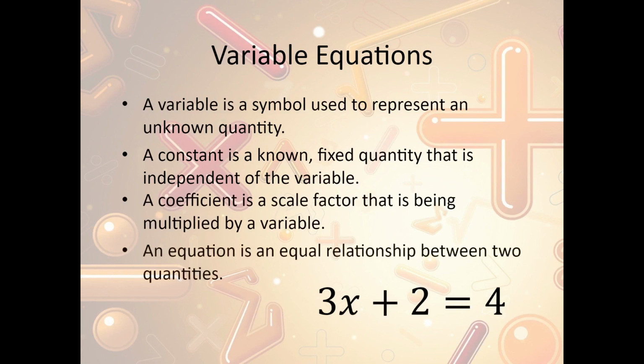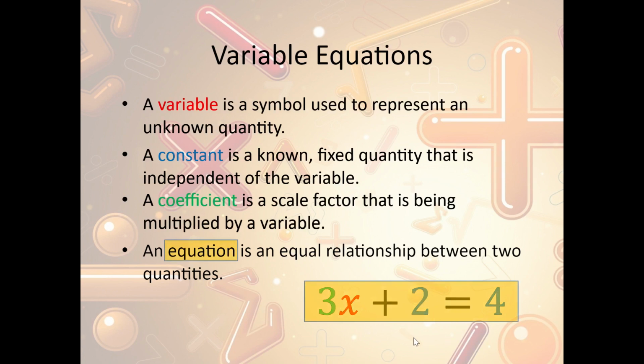The equation represents the entire thing. So it represents the entire relationship between the two quantities. So in this case, the variable is x. The constant, in this case, is blue. That's the 2 and the 4. The coefficient is 3. And the equation is the entire thing. So we're saying that everything on this side is equal to everything on this side.